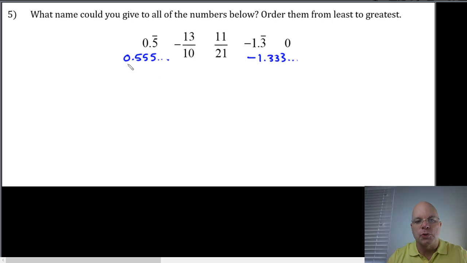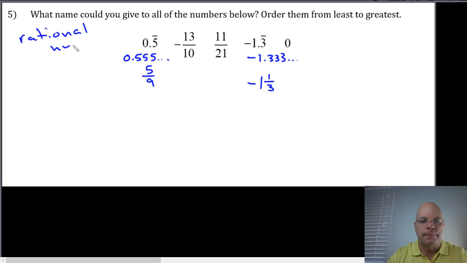And any repeating decimal could be represented as a fraction. You don't need to know what fraction it is in order to solve this problem, but this one would be 5/9. This one would be negative 1 1/3. As long as you know that the repeating decimals can be represented as fractions, and you know that any number that can be represented in fraction form as a ratio of two integers is a rational number. That's the name you could give to all of these.